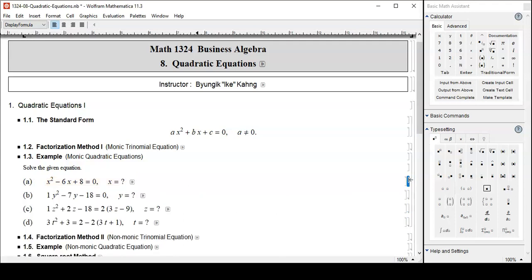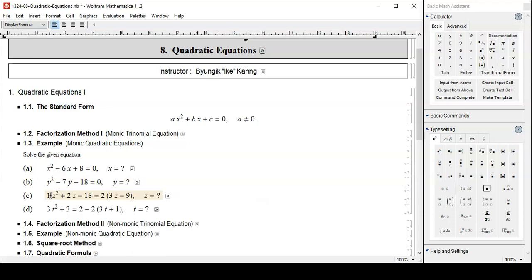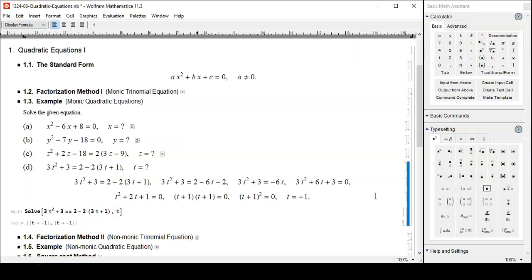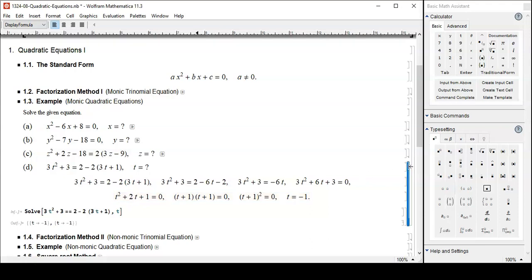Mono means 1. Here's another example. Factors of negative 8 adding to negative 7. So we get negative 9 times positive 2, which will multiply into negative 18, but they'll add up to negative 7. And that's because the leading coefficient was 1. Now, if you look at the third example, it looks like this is non-monic. But after some simplification, we end up with a monic equation. So the same thing again. Factors of this constant term adding up to the middle number, the linear coefficient.